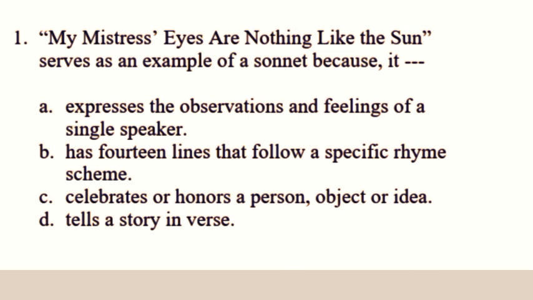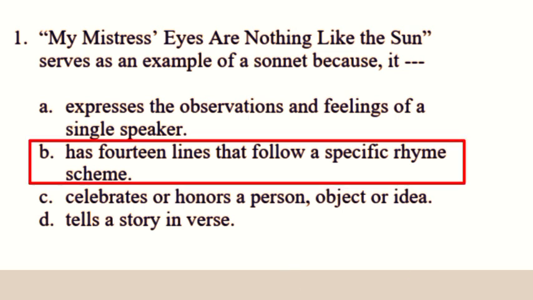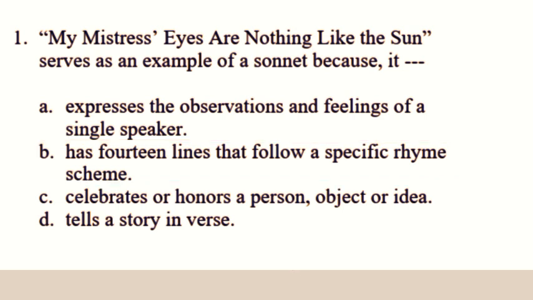The right answer is, has 14 lines that follow a specific rhyme scheme. My Mistress's Eyes Are Nothing Like the Sun serves as an example of a sonnet because it has 14 lines that follow a specific rhyme scheme.